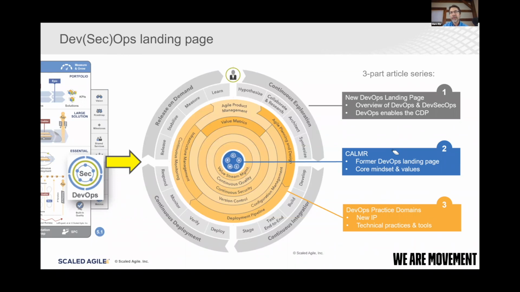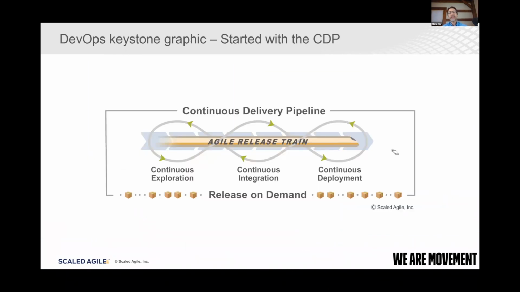So that's the 3-article series that's launched from the landing page. Let me talk a little bit about that keystone graphic itself and how it evolved, because I think it's an interesting story. And if you understand the story, then it might be easier to parse that graphic.